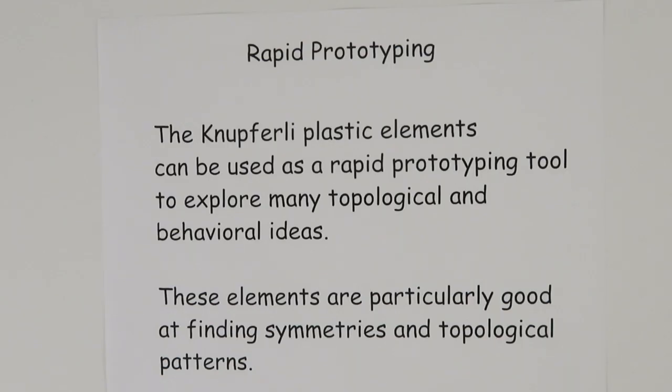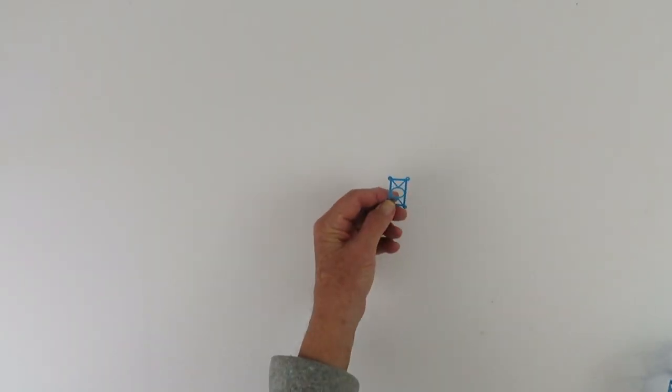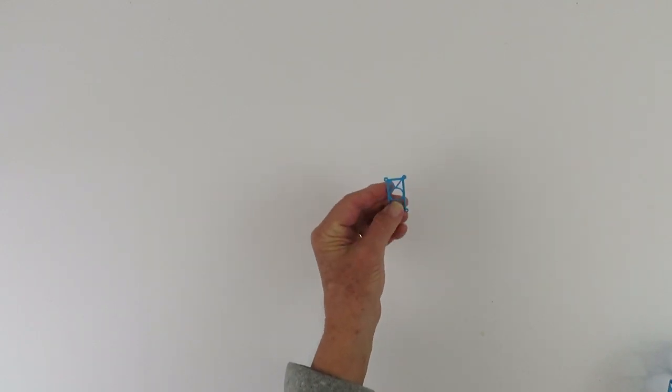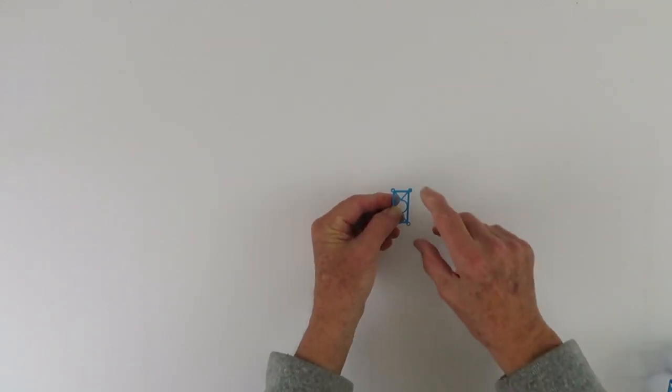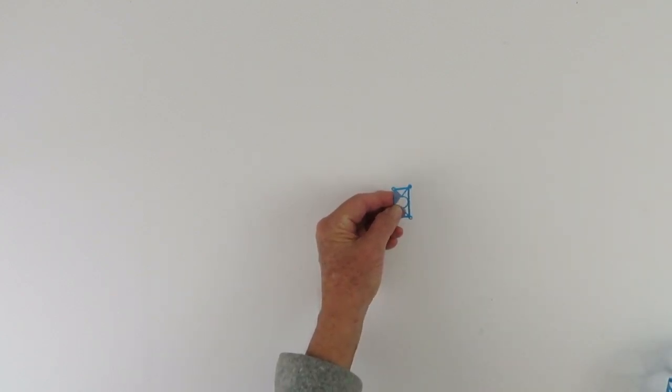The Knupfli plastic elements can be used as a rapid prototyping tool to explore many topological and behavioral ideas. These elements are particularly good at finding symmetries and topological patterns. This is an example of a Knupfli plastic element. It's 1 by 2. It's unit length in this direction and half the length across.